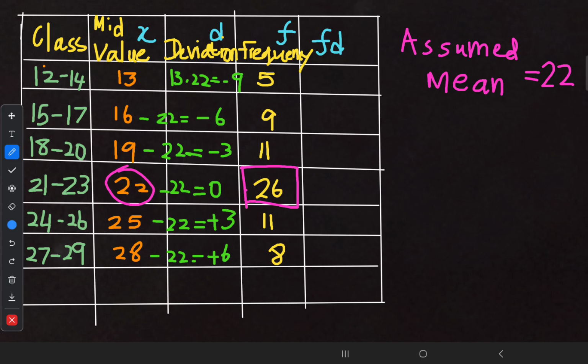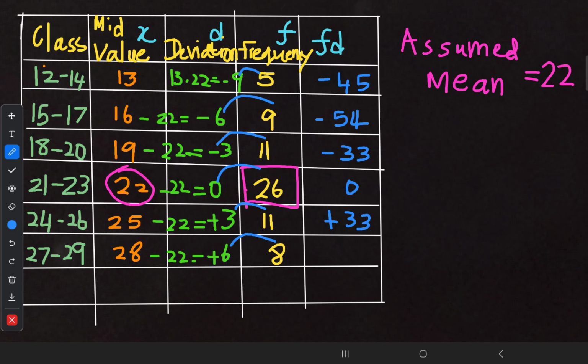For that, what do we need to do? We have to multiply frequency with the deviation. 5 times negative 9 will become negative 45. Then 9 times negative 6, negative 54. 11 times negative 3, negative 33. Then 26 times 0, which is 0. 11 times 3, positive 33. And next, 8 times positive 6.